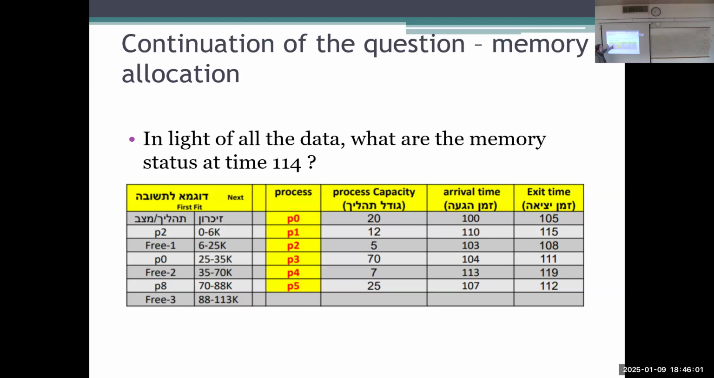0 to 6K, his capacity. Who came first? This doesn't make any sense, right? Maybe this is wrong. I don't know what that answer is. Let's figure it out ourselves.